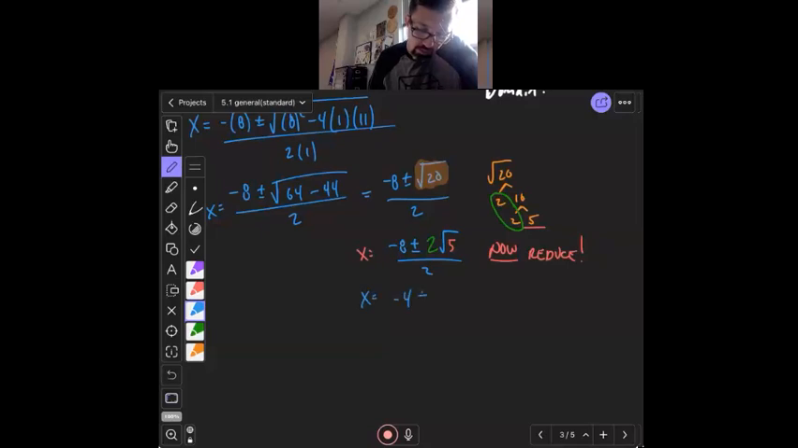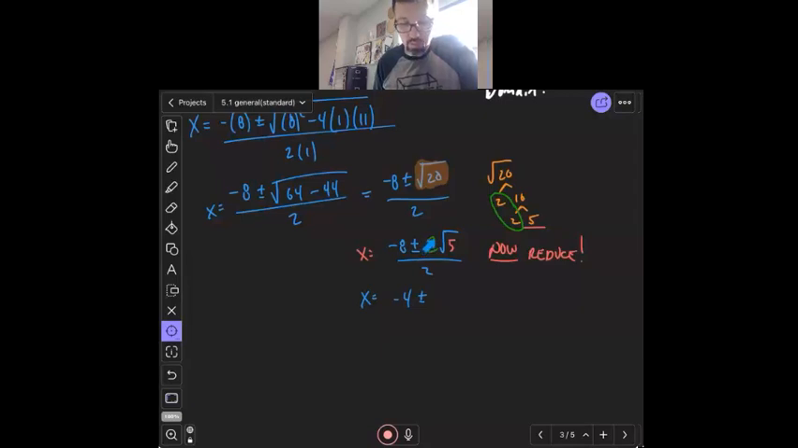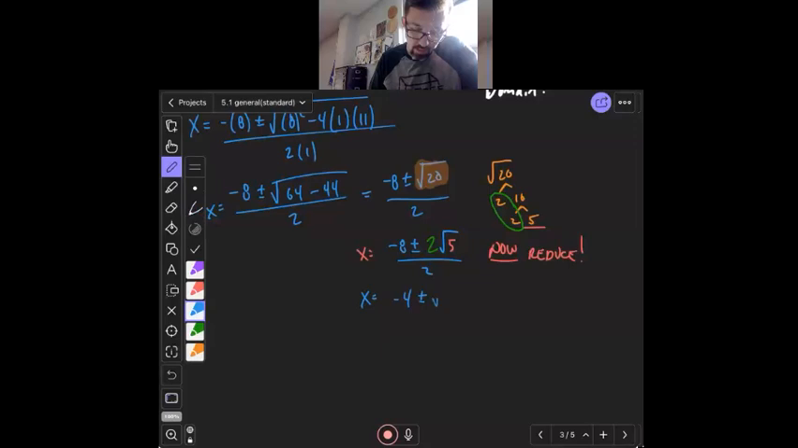It becomes -4 plus or minus. That 2 becomes a 1. The square root of 5 is still there. This 2 also becomes a 1. So those just go away.